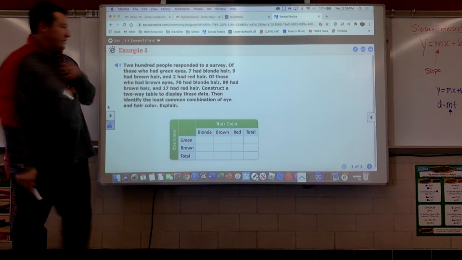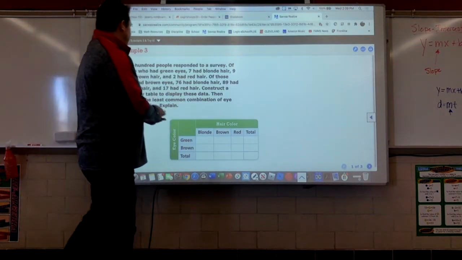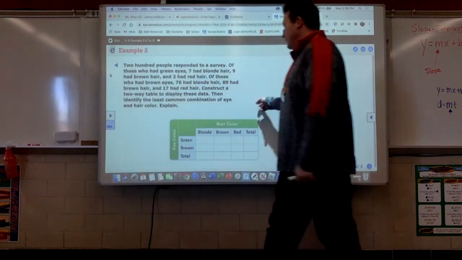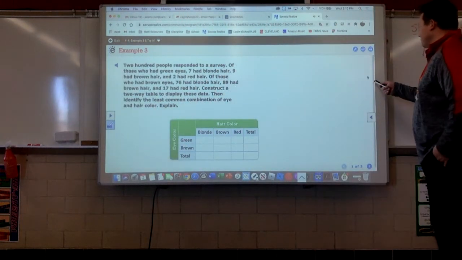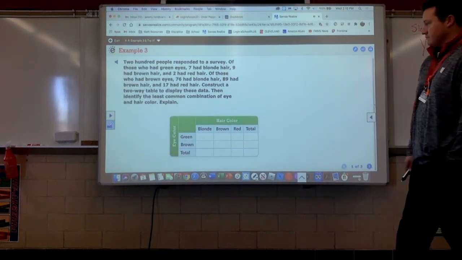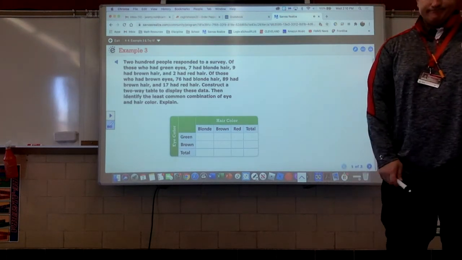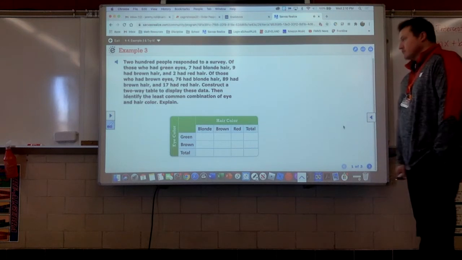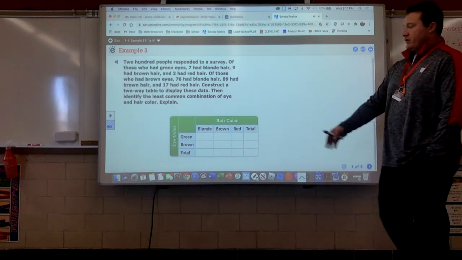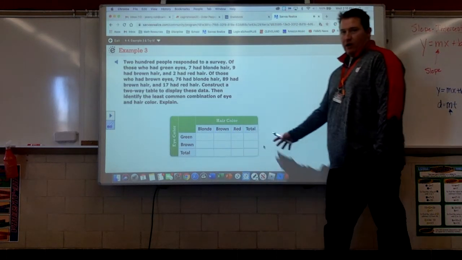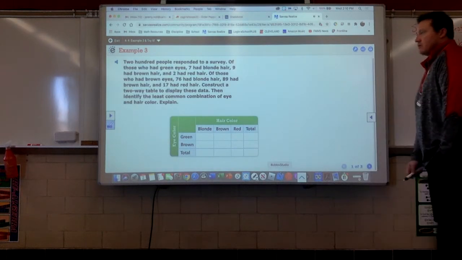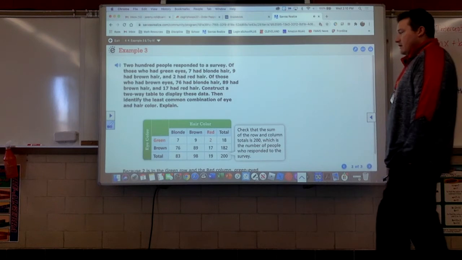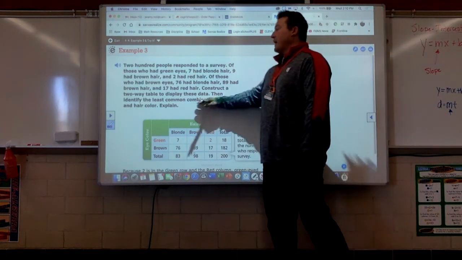Now we're going to fill in a two-way table based on 200 people who responded to a survey. Of those who had green eyes, 7 had blonde hair, 9 had brown hair, and 2 had red hair. Of those who had brown eyes, 76 had blonde hair, 89 had brown hair, and 17 had red hair. Construct a two-way table to display these data. Then identify the least. So again, we make it and then we answer questions.